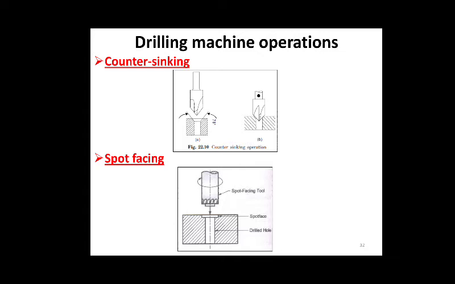Next operation, that is spot facing. It is the operation of smoothing and squaring the surface around a hole for the seat of a nut or head of a screw. The hole may be spot faced below or above the rough surface.